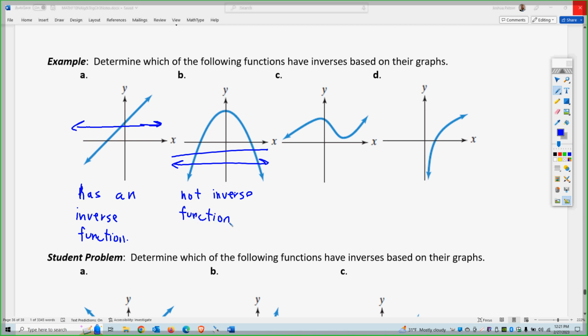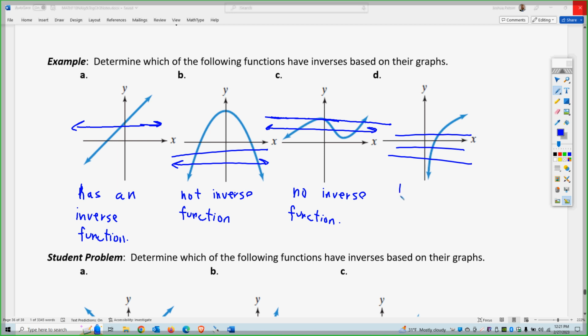Okay, does this one pass? Well, it passes sometimes, maybe, but again, you extend it forever, so it doesn't pass there, and it really doesn't pass here either if you extend it. So no inverse function. And lastly, does this one pass? Yes, no matter where you draw your horizontal line, it has an inverse function. So essentially, A and D pass the horizontal line test, and they are one-to-one.